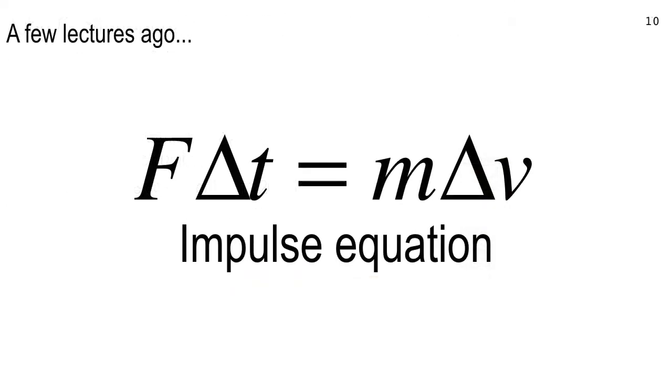So, all right. Now, a few lectures ago, we were talking about the impulse equation. And I mentioned that it's part of the first several paragraphs of chapter 4.1. And it's this one: F delta T, the net force times the elapsed time or the interaction time, is equal to M times delta V. And I mentioned that quantity, M delta V, is really a change in a physical quantity called momentum, MV.